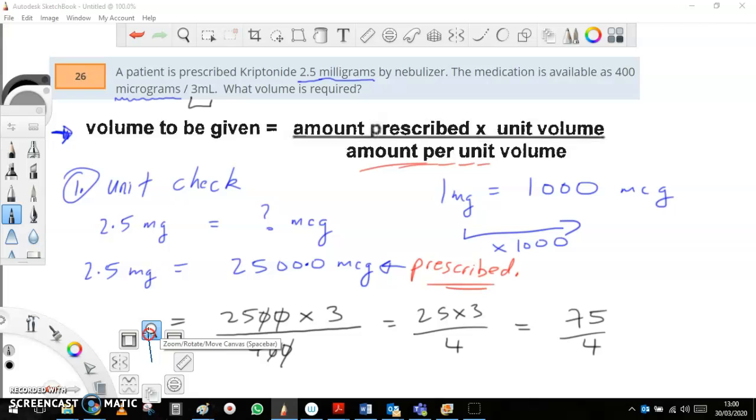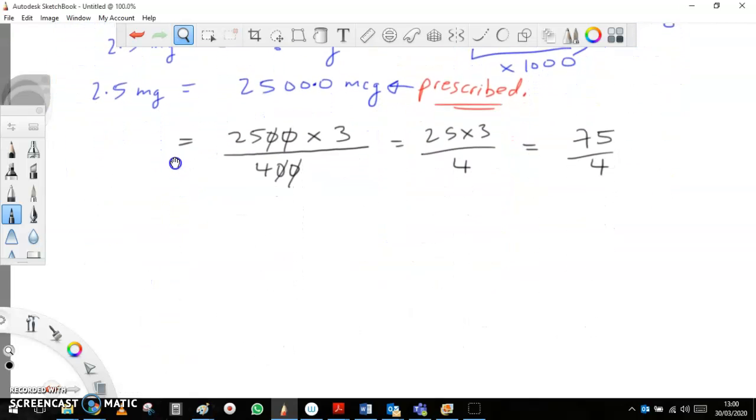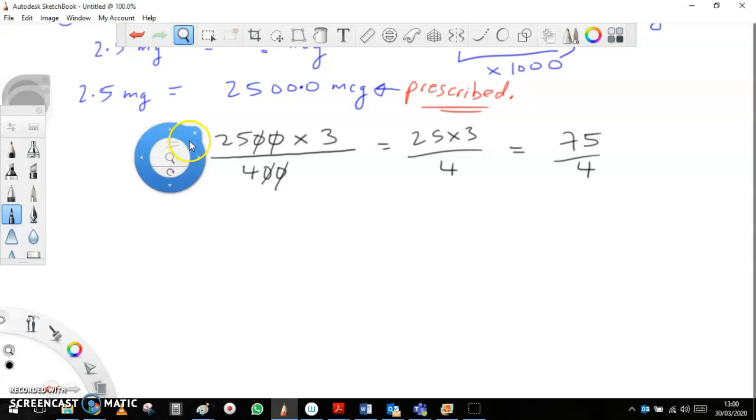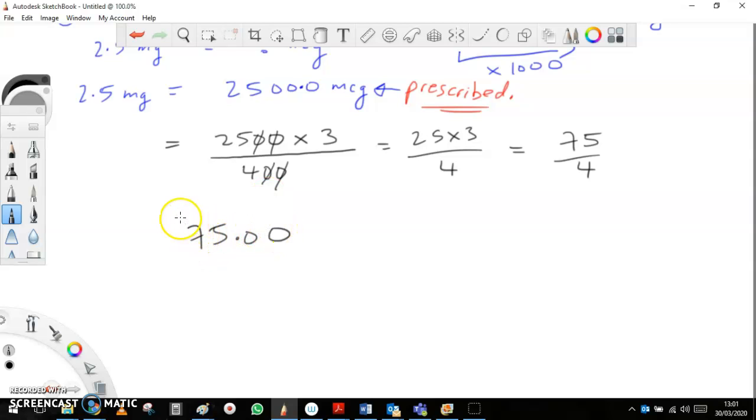I'm just going to move this up a bit here to give me some space. So 75 divided by 4, so 75.00 say, divided by 4. 4 into 7 goes once with 3 over, 4 into 35 goes 8 times with 3 over. We bring down the decimal point. 4 into 30 goes 7 times and 2 over. 4 into 20 goes 5 times.